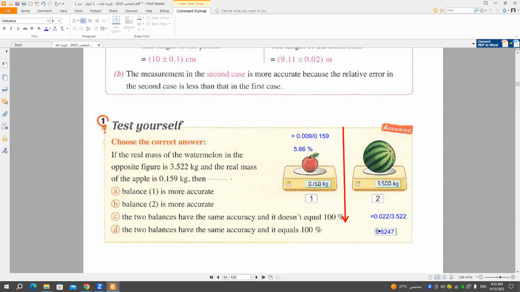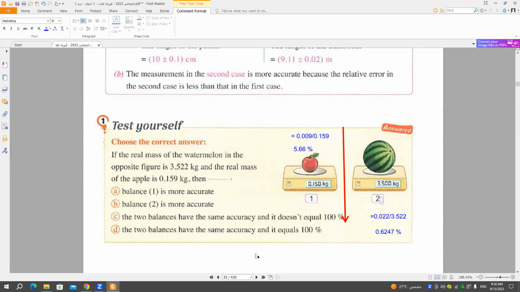Which one of these is more accurate, the first case of the apple or the second case of the watermelon? In the first case the percentage equals 5.6 and in the second case it equals 0.6. It is obvious that the second case has higher accuracy. Why? Because it has the smallest relative error. As the relative error decreases, the accuracy of the measurement increases. So which device is more accurate? The second case.